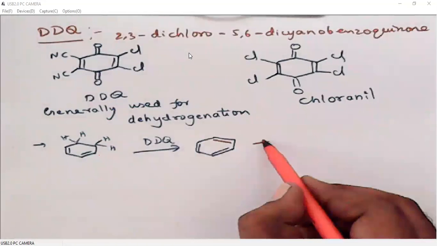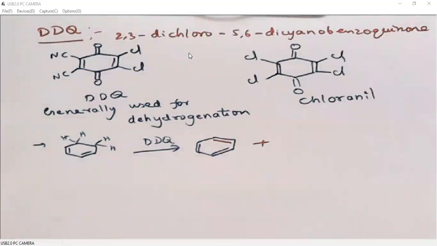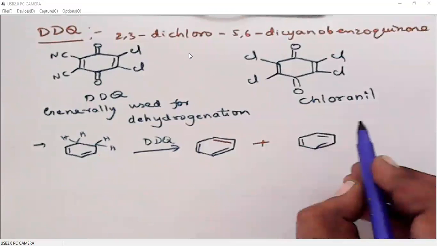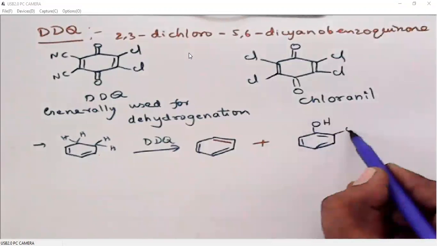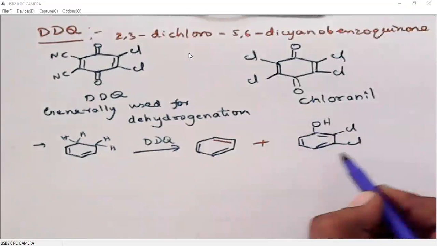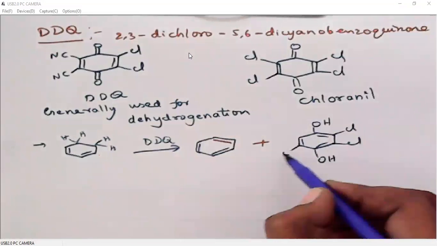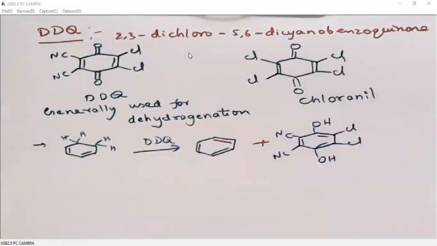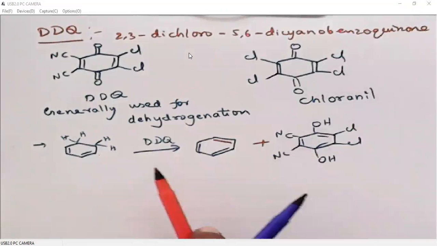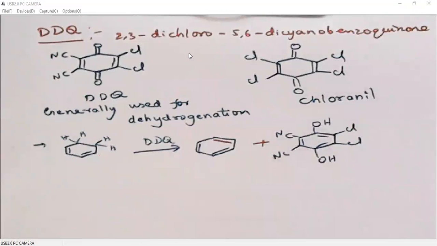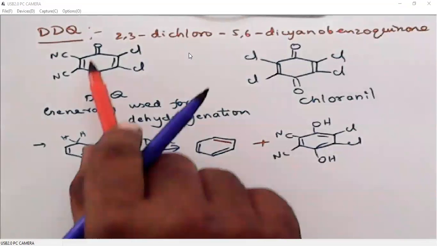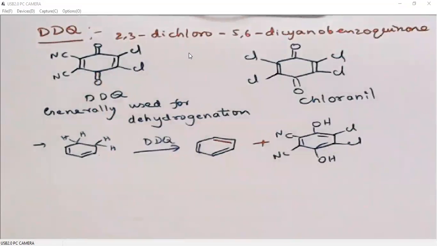DDQ undergoes reduction to give OH, Cl, Cl, OH, CN, CN. So the compound undergoes oxidation by generating a double bond, and DDQ undergoes reduction by reducing both carbonyls. Okay, so I'll give you the mechanism of how it works.